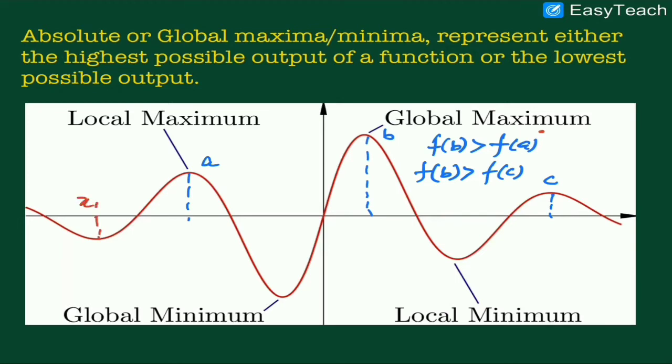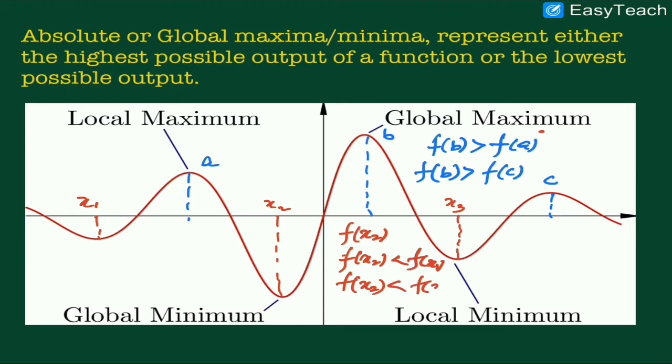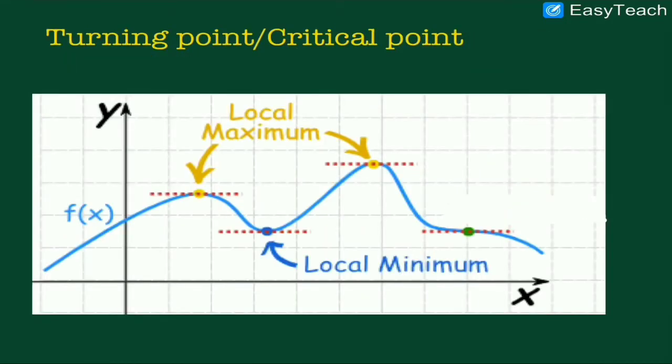Similarly, let's suppose that this point is x1, this point is x2 and this point is x3. So all 3 points x1, x2 and x3 are points of local minima. But the value of the function at the point x2 is the lowest value in the domain of the function. That is, f(x2) is less than f(x1), and f(x2) is also less than f(x3). Therefore, the point x2 is called the global minimum or the absolute point of minimum.